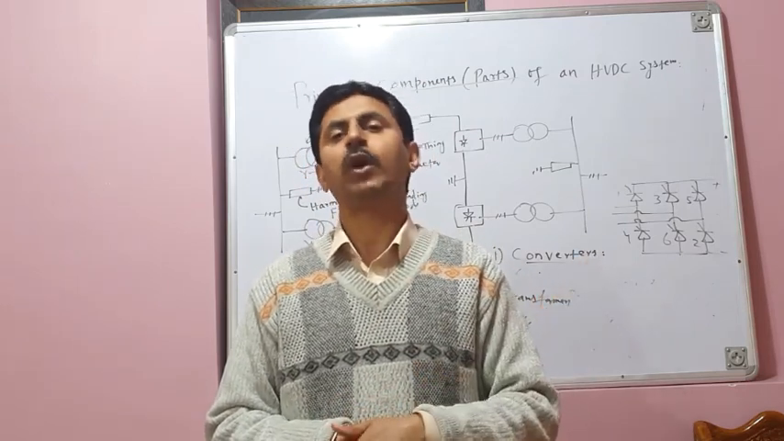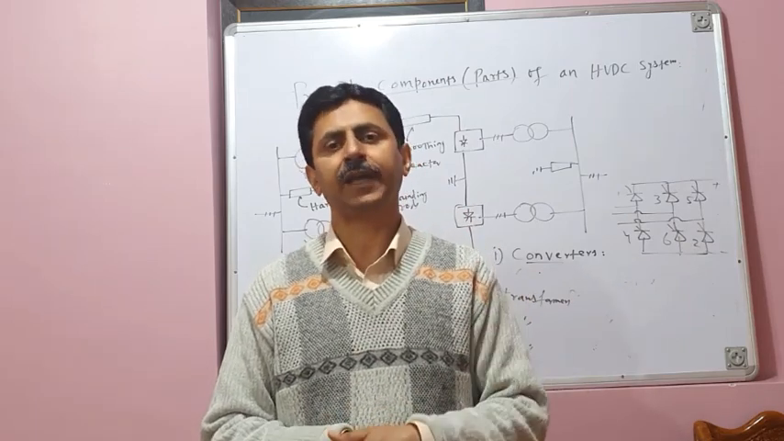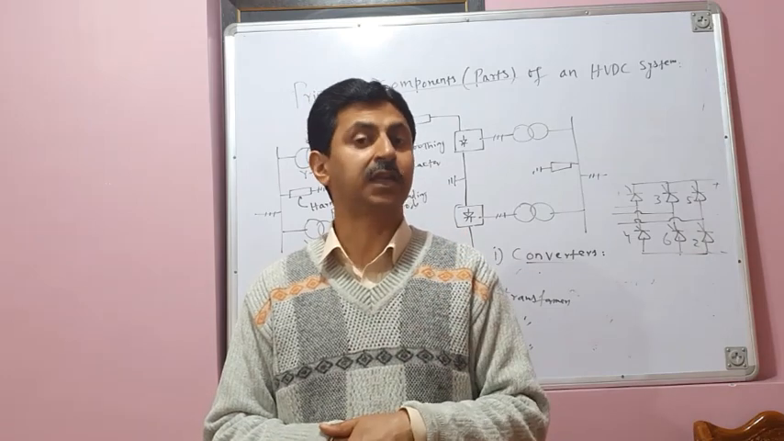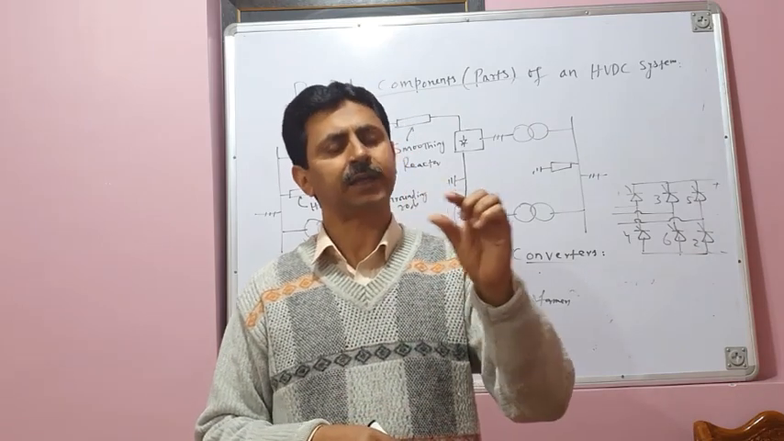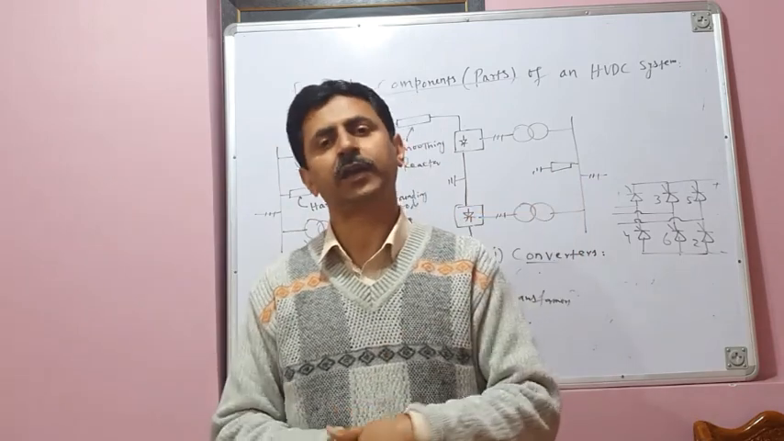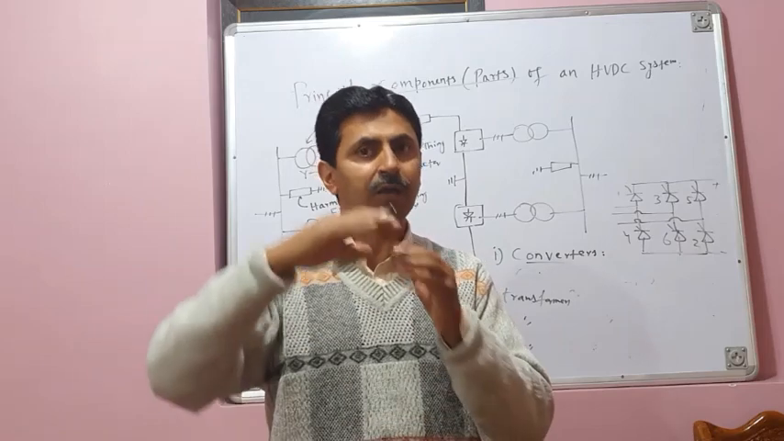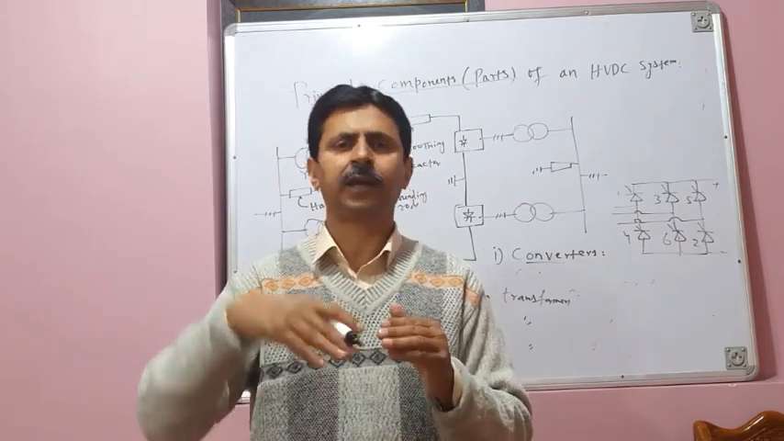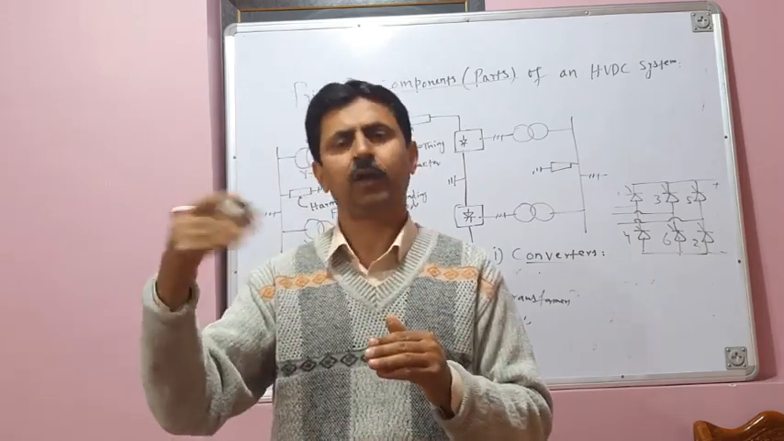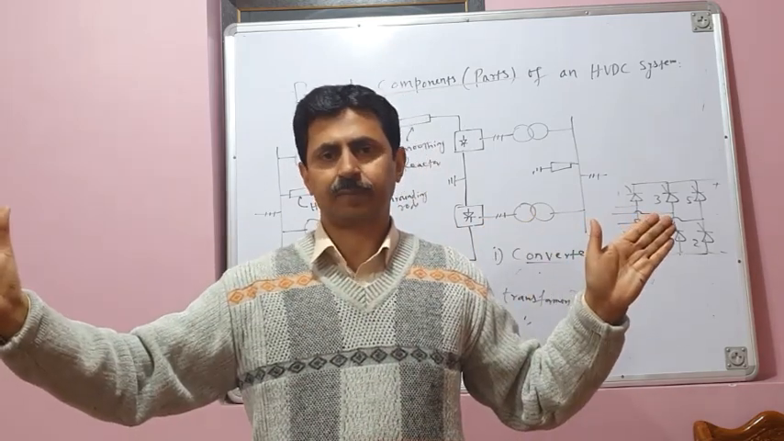No. What is the maximum voltage rating of a commercially available thyristor? It is only 8 kilovolts, 8 kV. So how can we connect an 8 kV device and give a 500 kV DC transmission system? It is not possible. So, for high voltage operation, as high as say 100 kV or 500 kV or more than 500 kV, you have to put many SCRs in series.